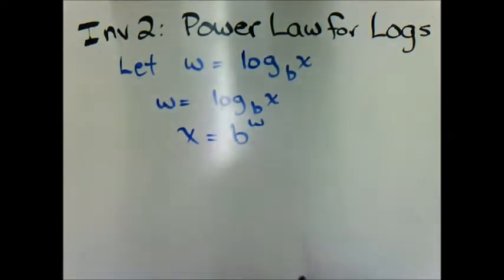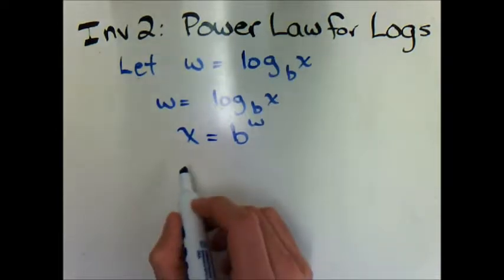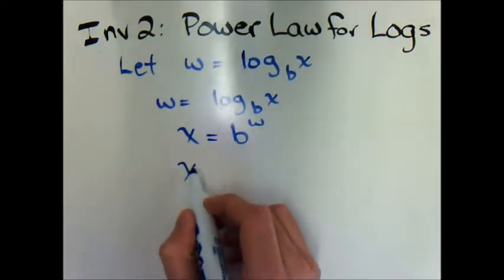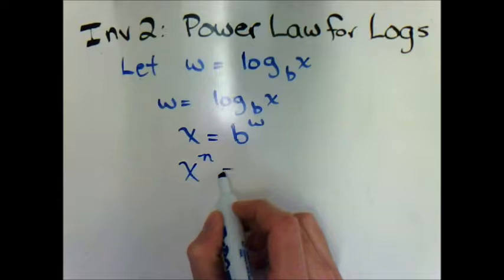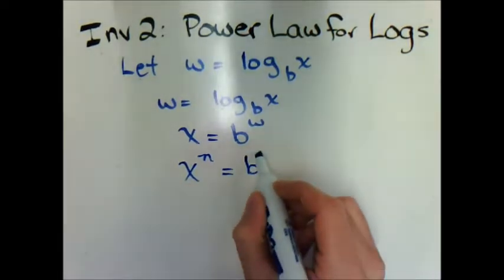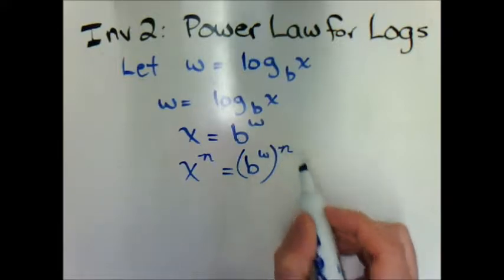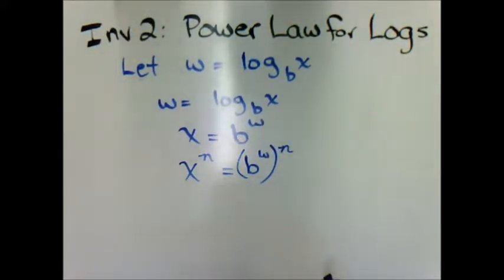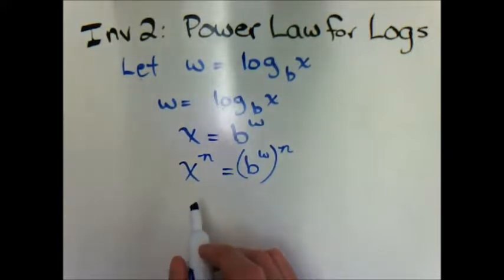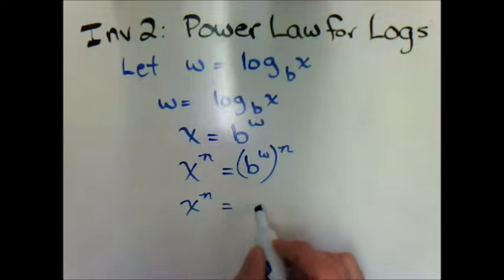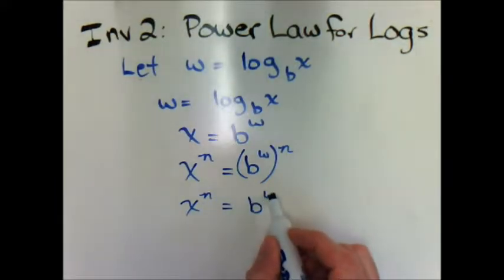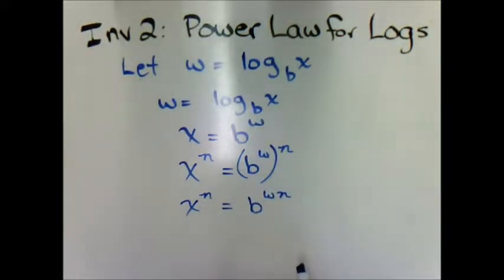I'd like to raise both sides to the power of n now. So we're going to be left with x to the power of n. I need to do the same on both sides. We have b to the power of w, to the power of n. Now I can apply the power law of exponents that I used last lesson. So x to the power of n equals b to the power of w times n.